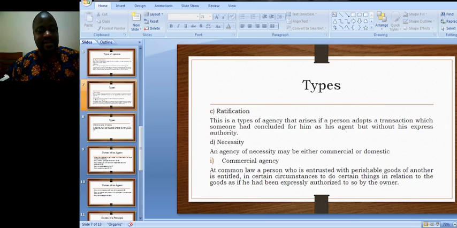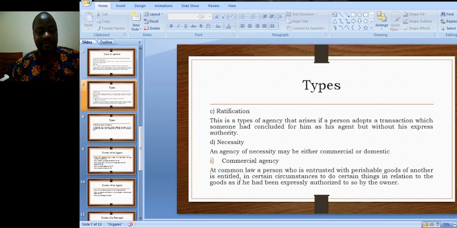C, ratification. This is a type of agency that arises if a person adopts a transaction which someone had concluded for him as his agent, but without his express authority.